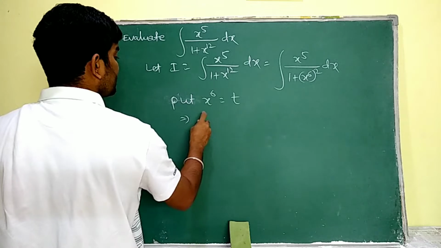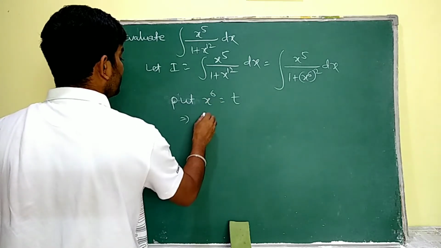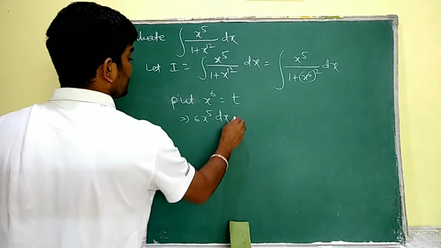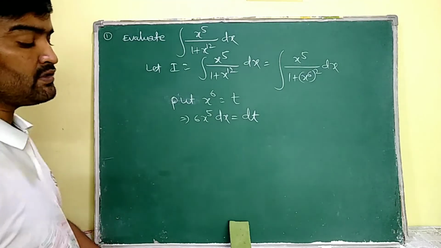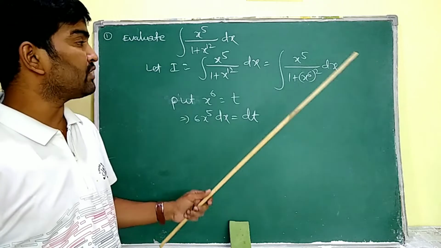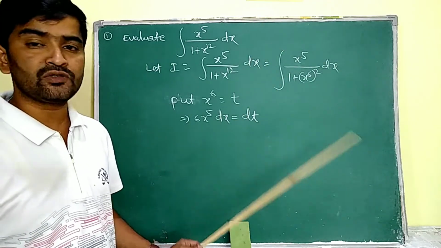Then this becomes, see ma, you just have to differentiate on both sides. So derivative of x power of 6 means 6 into x power of 5. You have to write dx is equal to dt. Okay. So whenever you are going to substitute something with another variable, you have to convert the entire given integral into the variable which you are going to substitute.